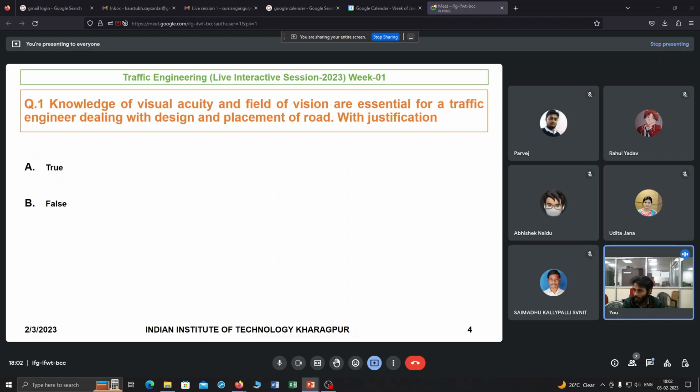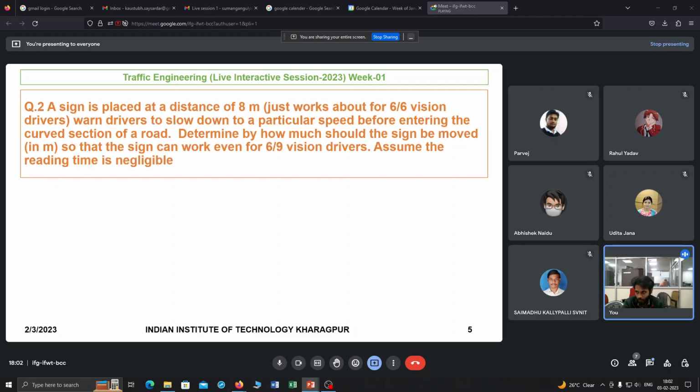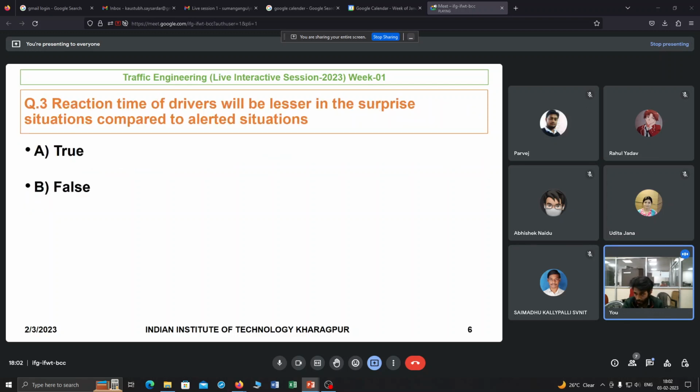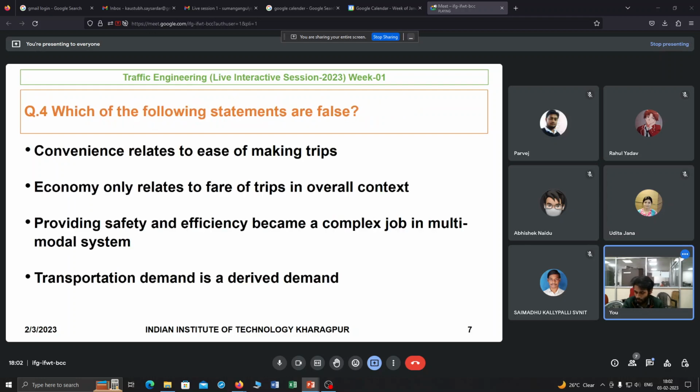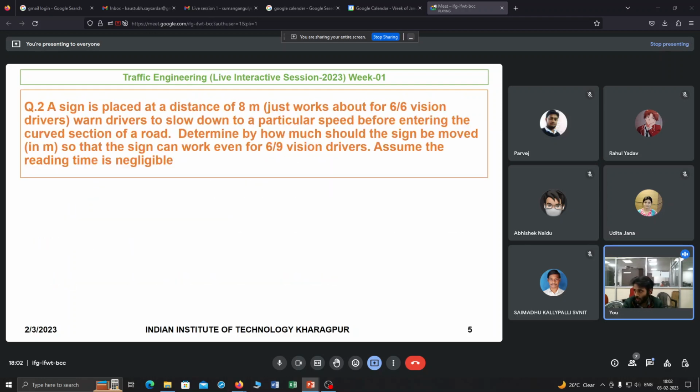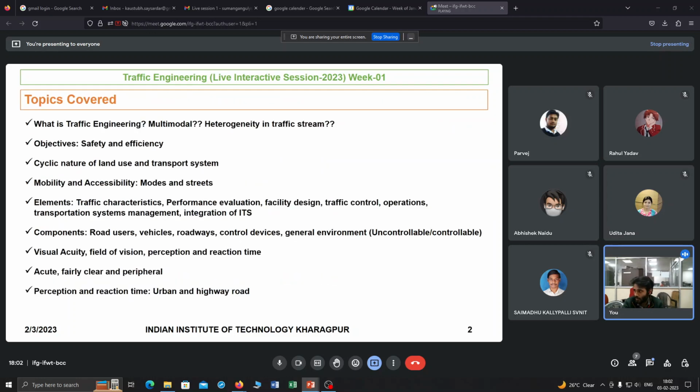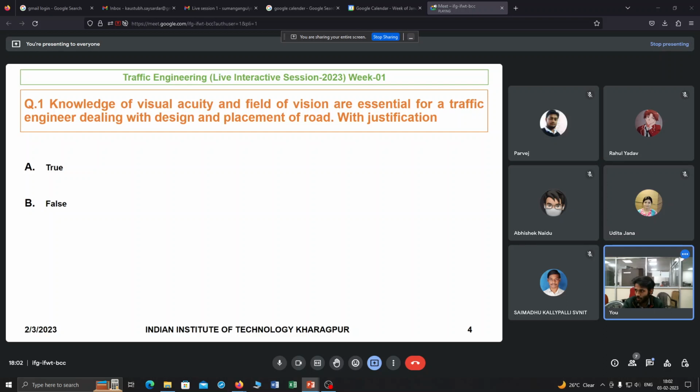Another thing is this is the first week course. As you know, if you have already gone through the content, it is just a basic recap of traffic engineering. So we do not have many numerical problems here. It will be mostly theoretical ones, right? I will first start with the topics that have been covered in this week, and then we shall go to the questions.